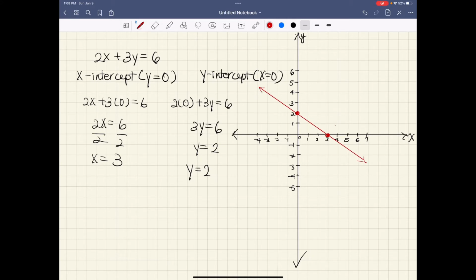Your x-intercept, (3, 0), see where your y is equal to 0, and your y-intercept (0, 2), when your x is equal to 0. So in order for you to find your x-intercept, you have to plug in 0 for your y. And in order for you to find your y-intercept, you have to plug in 0 for your x.